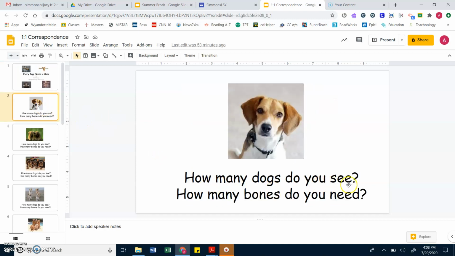How many dogs do you see? How many bones do you need? So how many dogs are in this picture? Let's count. One. So if there's one dog, how many bones do you think you need? That's right, one bone.